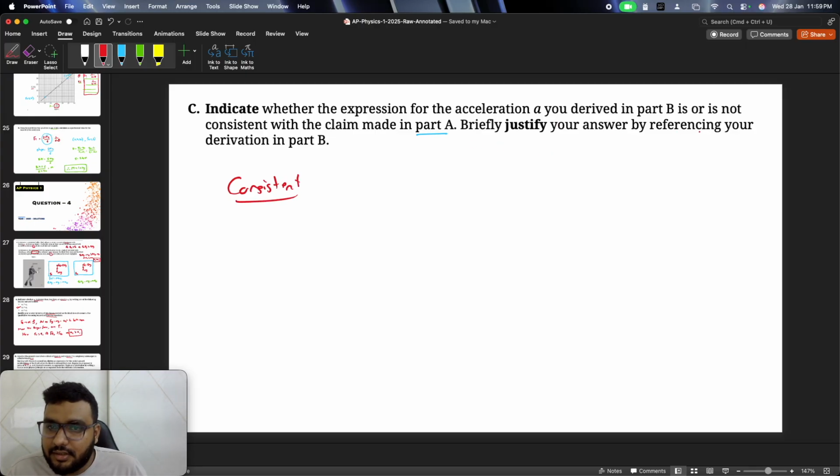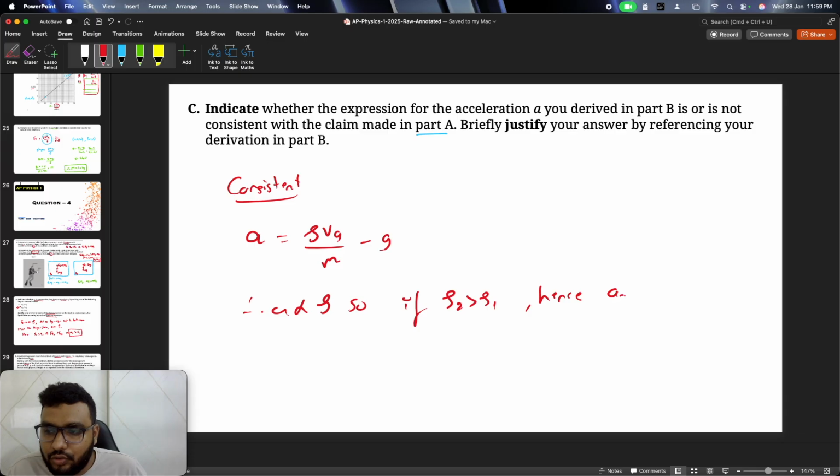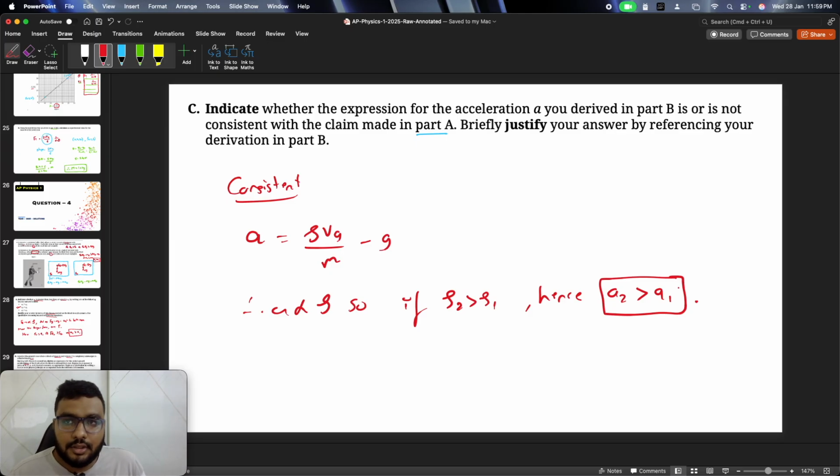Now justify your answer by your derivation in part b. From that derivation, acceleration equals rho Vg upon m minus g, so as acceleration is directly proportional to rho, if rho 2 is greater than rho 1, hence acceleration 2 should also be greater than acceleration 1. So this should be our final answer.